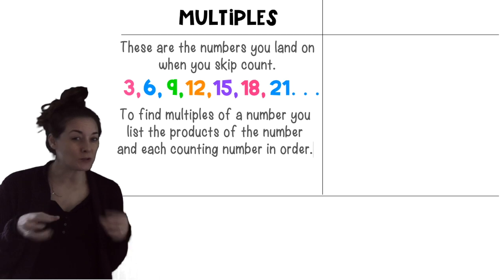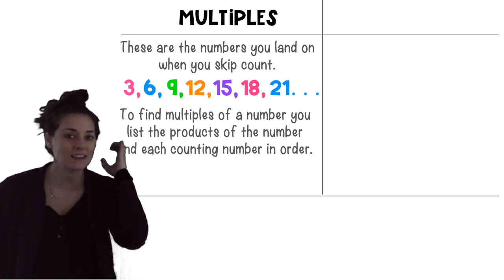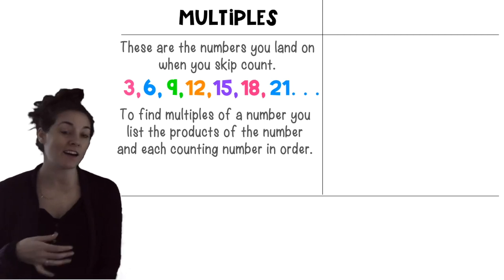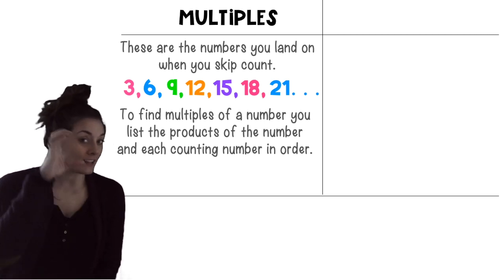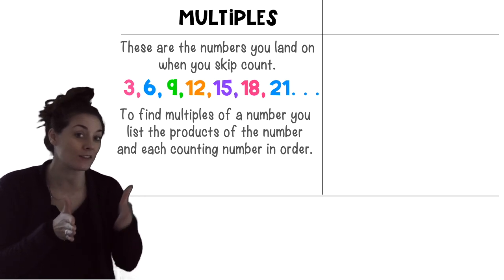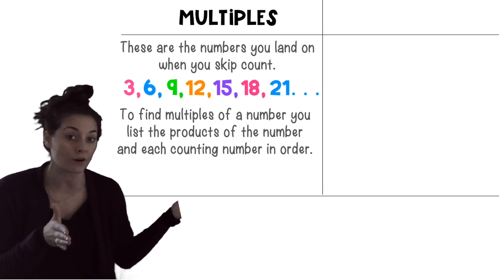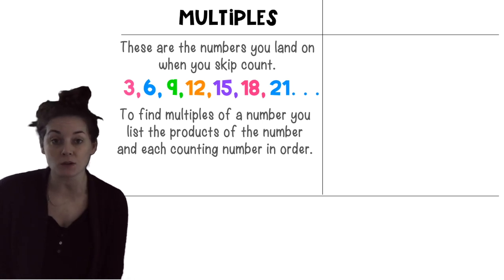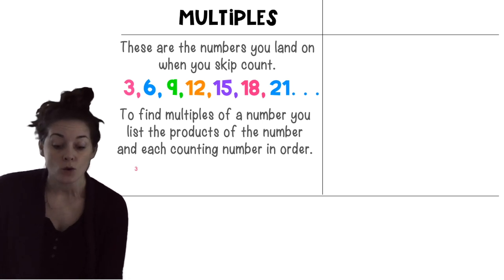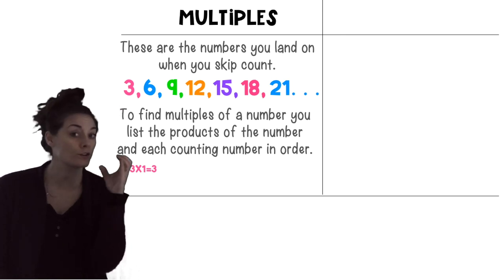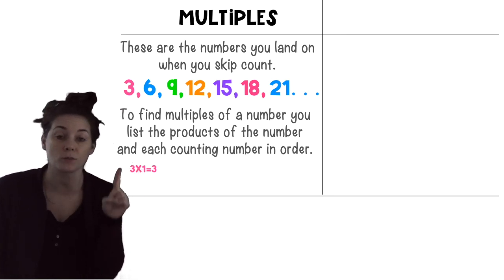To find multiples, really what we're doing is taking that target number. So if your teacher says, find the multiples of 8, you're taking your target number of 8 and multiplying it by each one of the counting numbers in order. So we always start with 1. If I go back to my example of 3, 3 times 1 is 3. So your target number itself is the first multiple.